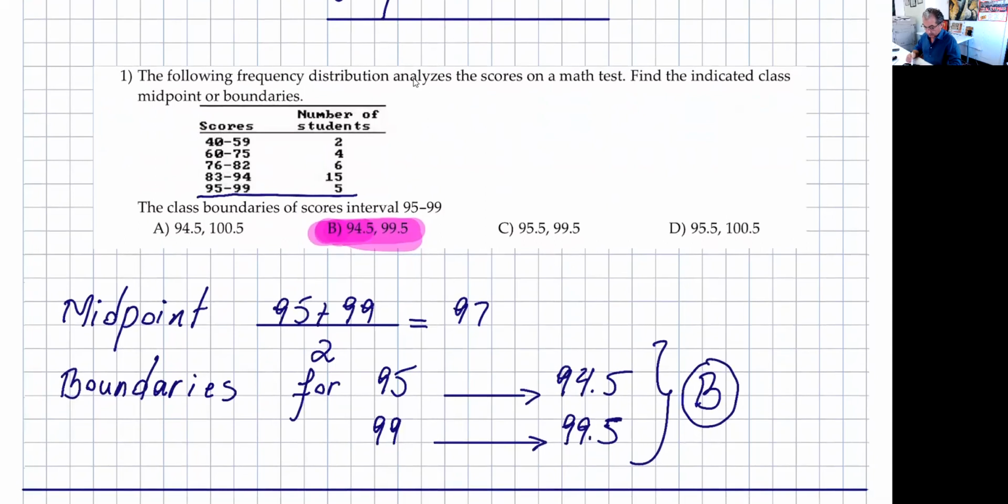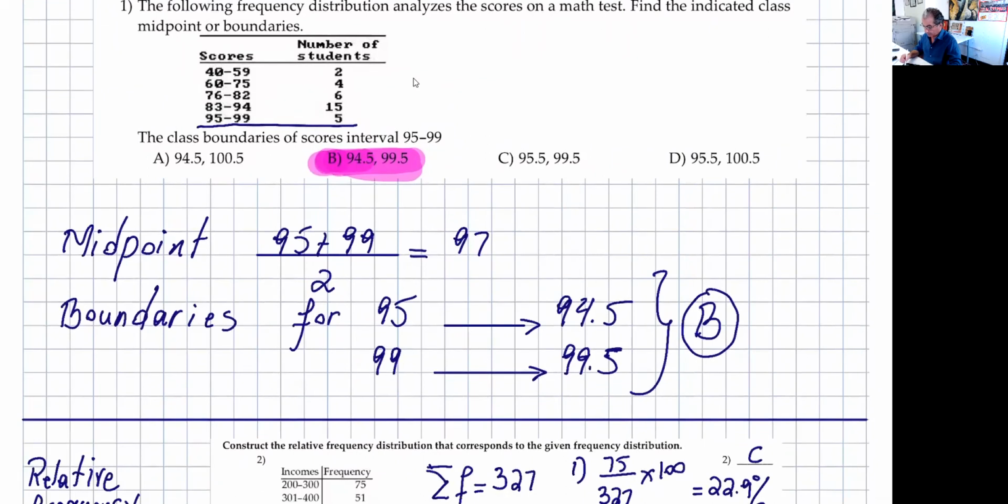And I calculated the class midpoint for 95 and 99 is 95 plus 99 divided by 2, and it's 97, but it's not in the answers. So we only have the boundaries, therefore B is the answer for this. This is pretty simple.